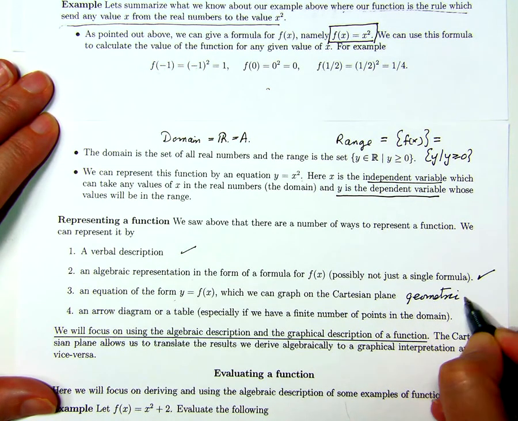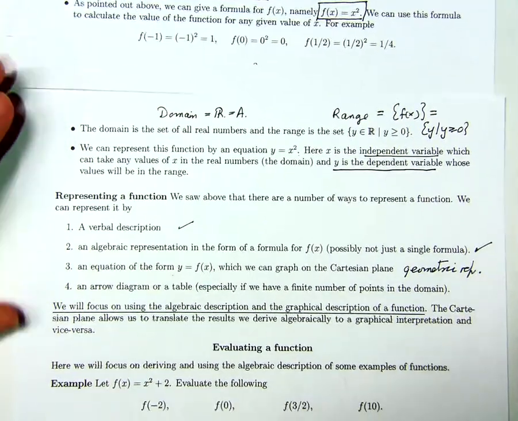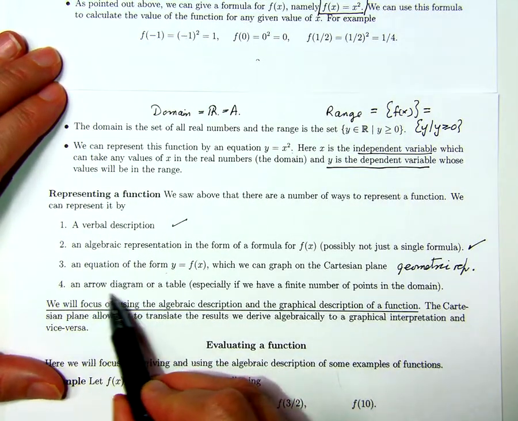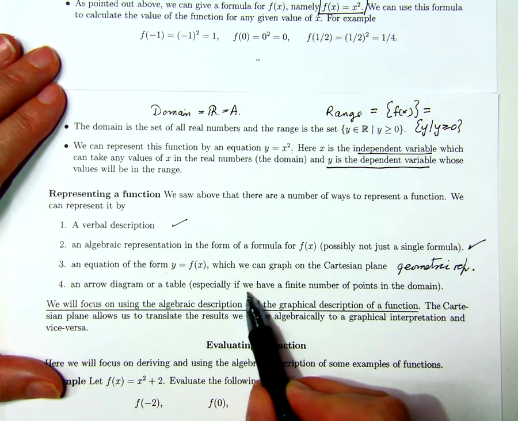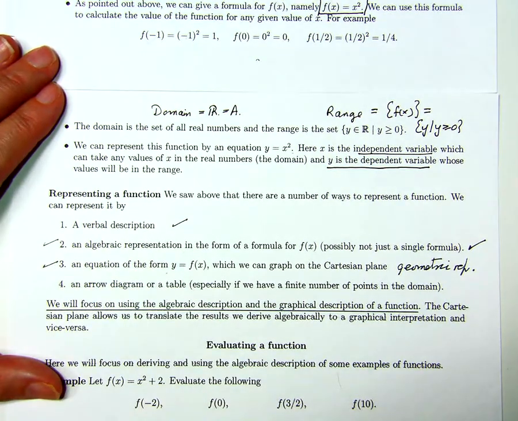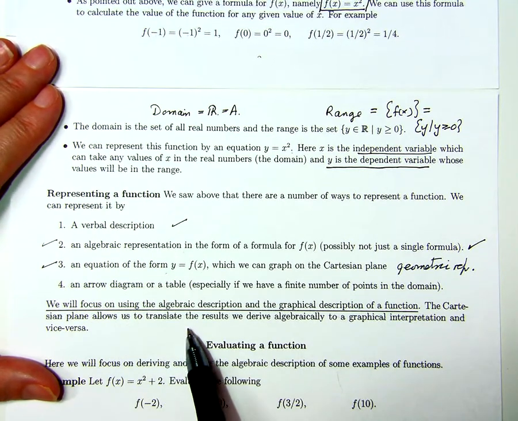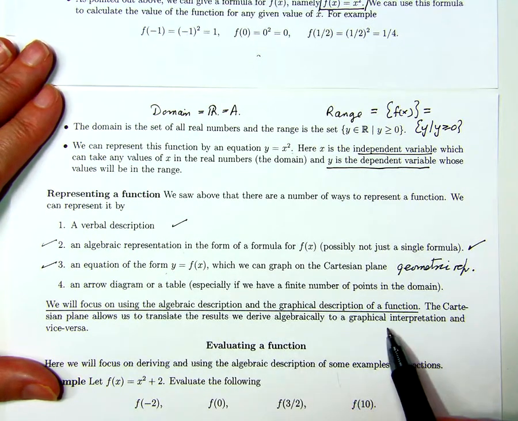And this is very important and something that you'll explore in great detail in calculus. And we can also use an arrow diagram, as we did above, using Venn diagrams with sets. And for the most part in calculus, we're going to use these two representations, the algebraic and the graphical or geometric description of the function. And of course, the Cartesian plane is what allows us to translate the results we get from the algebraic description to a graphical interpretation and vice versa.